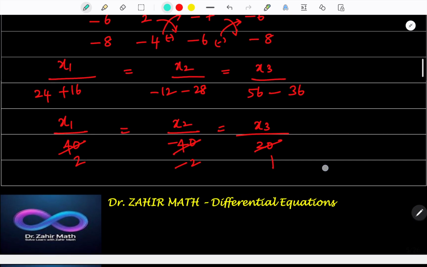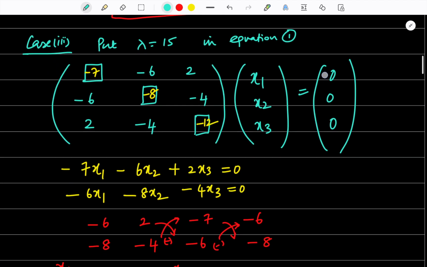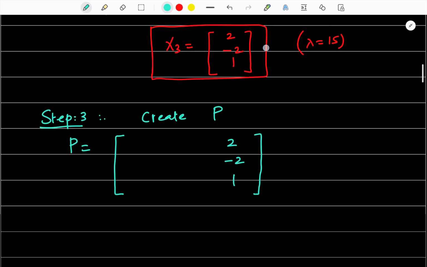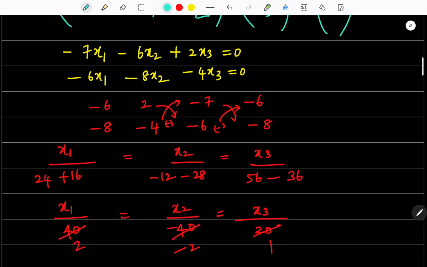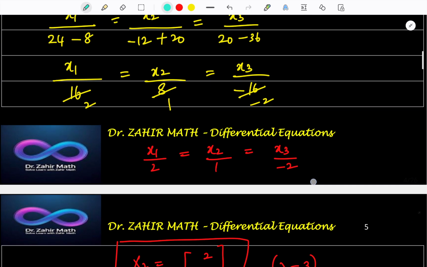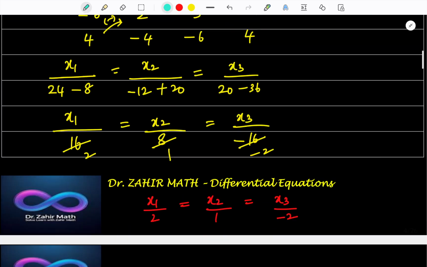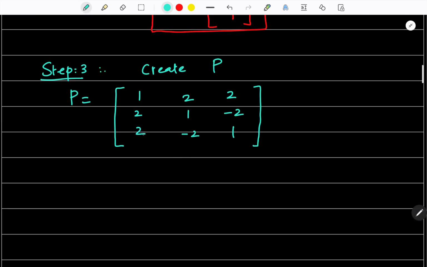What is your x2? Your x2 is 2, 1, minus 2. So I will get 2, 1, minus 2. Next is x1, I'm going to take it. I think it's 1, 2, 2 if I remember. Yes, x1 is 1, 2, 2. We created the matrix P.